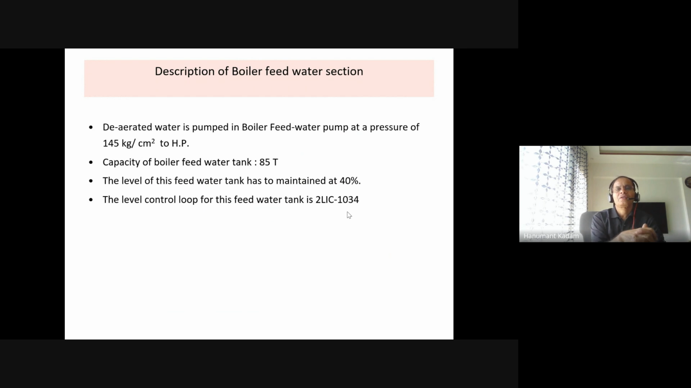So in the boiler feed water section, you can see the water is deaerated. Water is pumped by the boiler feed water pump at a pressure of 145 kg. The capacity of boiler feed water is 85 tons. The level of the feed water tank is maintained at 40%, and the level control loop for this feed water tank is 2 LIC 1034.